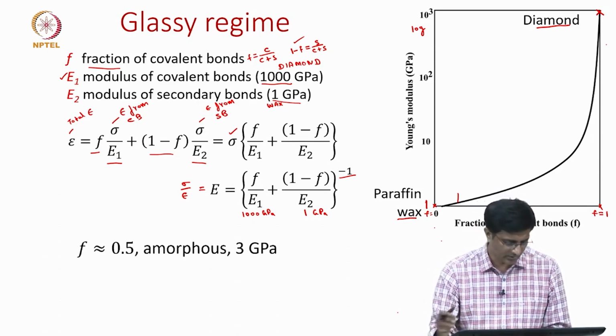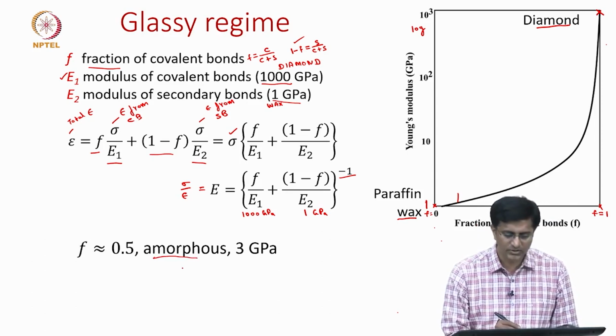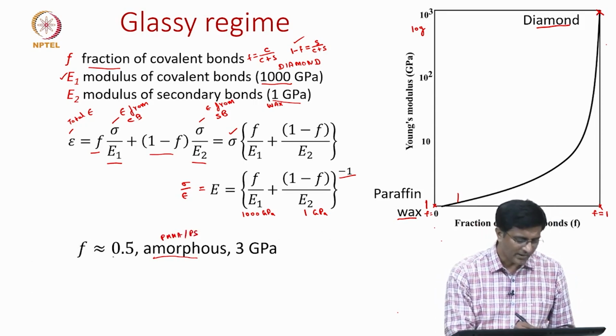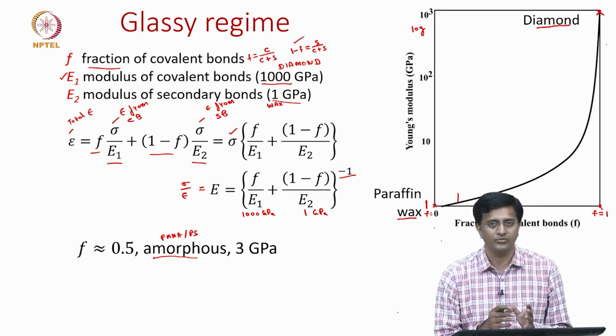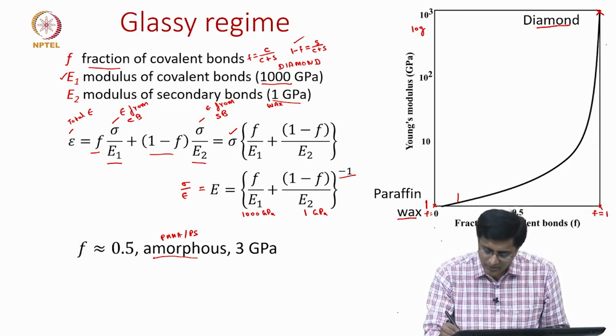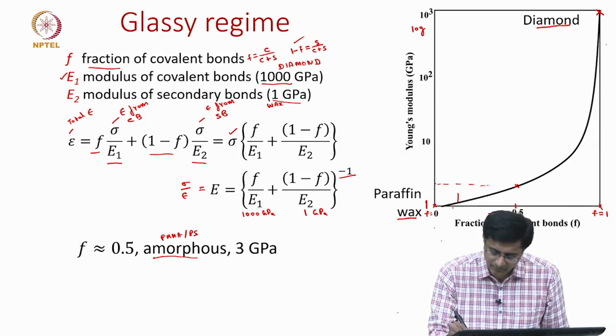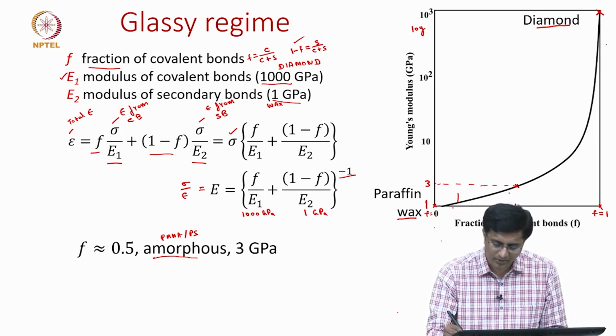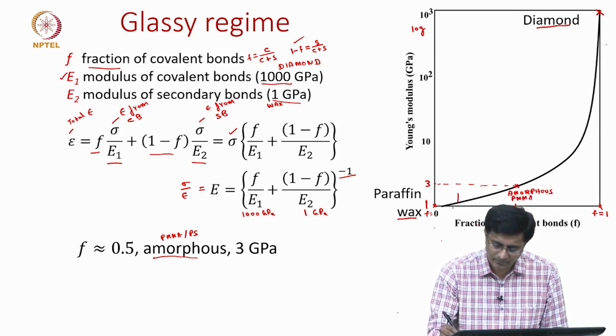But now with examples, let us see where a few polymers lie on this curve. We will start with amorphous polymers. The examples of amorphous polymers are PMMA and polystyrene. For these, the fraction is somewhere around 0.5, which means they have an equal number of covalent and secondary bonds. So, when we have this 0.5, our modulus should be somewhere here, which turns out to be 3 gigapascals. So, this is the point where we have amorphous polymers like PMMA and polystyrene.